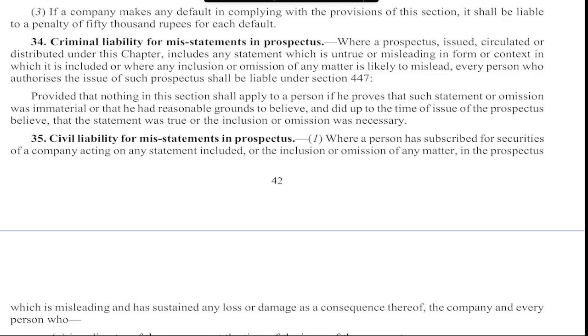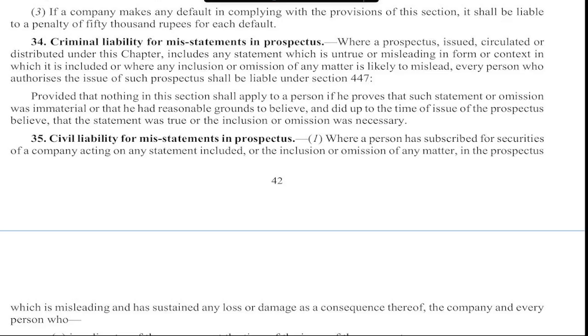Protection to whom? Who will be protected from this? That means from the liability, who will be protected? Listen carefully. How to understand this? See here. There is a director. That director did not attend the board meeting when that prospectus was approved. So he did not authorize that. He doesn't know.